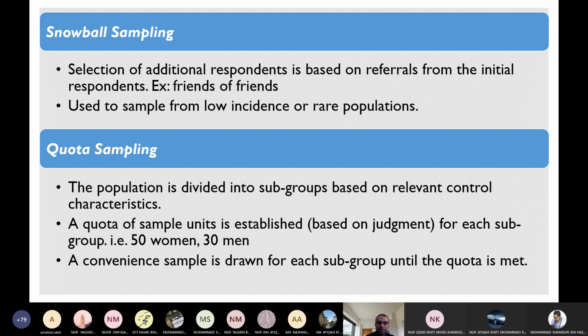This is quota sampling, where you identify a certain quota, but convenience sampling is there. You didn't do random sampling, you do convenience sampling. So you decide to take some women, some men, but you include those with easy access. These are the 50 women, the first ones you meet, maybe the ones you have direct contact with. This is actually the difference between quota sampling and the stratified random sampling that we discussed earlier.